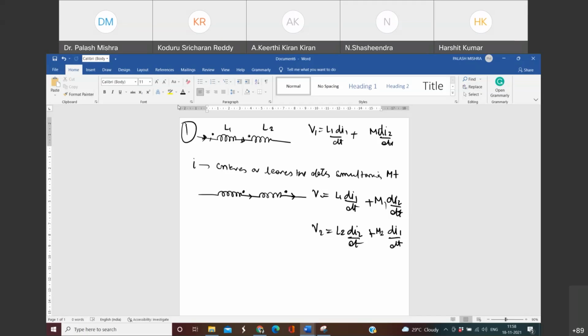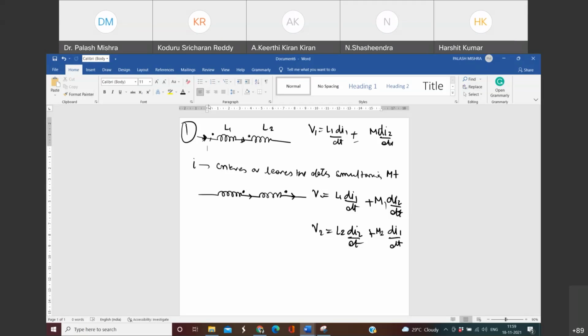Usually in the question the mutual inductances M1 and M2 will be equal. But I1 and I2 may differ or may not differ, depending upon whether the series connection is there or not. The sign of the mutual inductance will be decided by whether the current is entering the dot simultaneously or leaving the dot simultaneously.